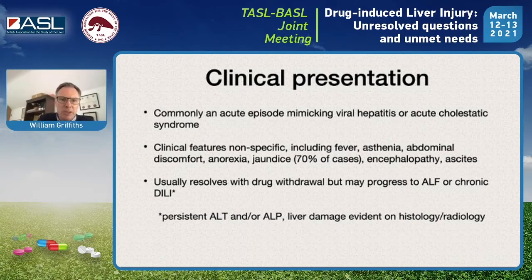We would normally see resolution of the injury once the drug is withdrawn, but occasionally the severity of the presentation is such that acute liver failure occurs, or the injury progresses to a chronic form of DILI. And I'll talk a little bit about chronic DILI, but we are talking about persistent abnormality of liver enzymes with injury, persisting injury evident via histology and or radiology.